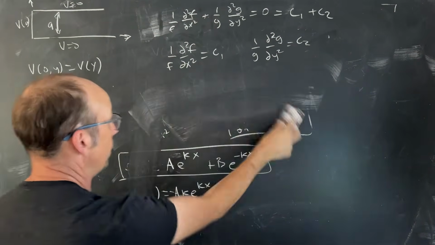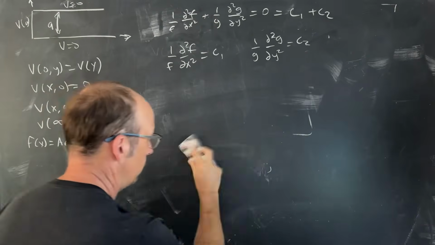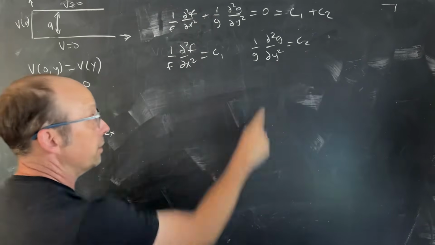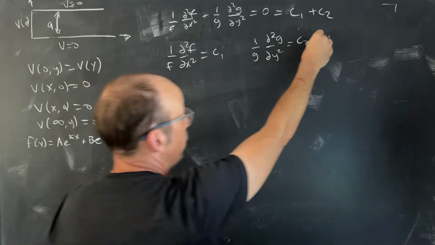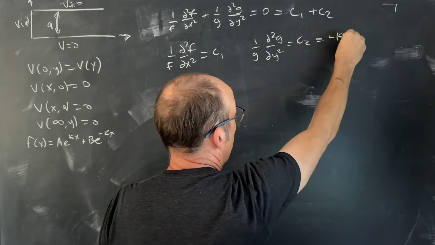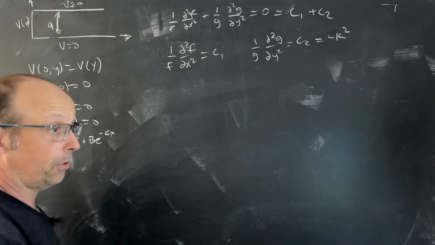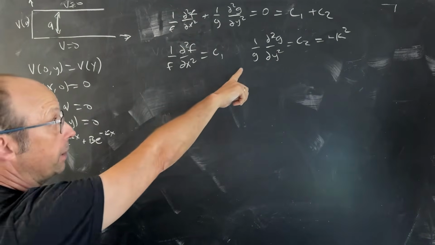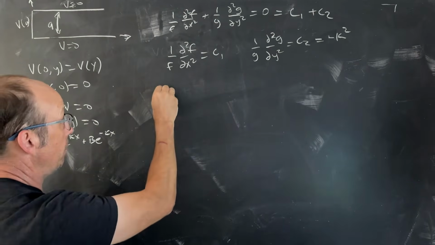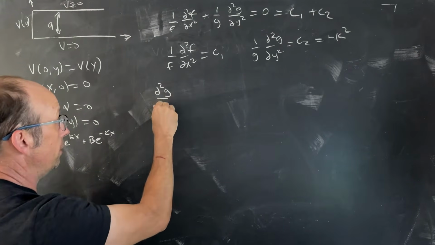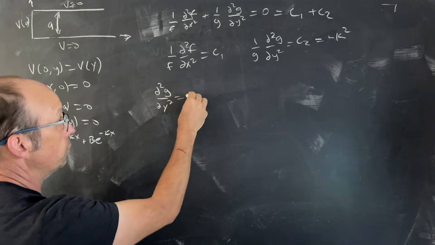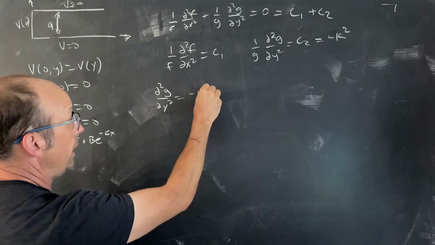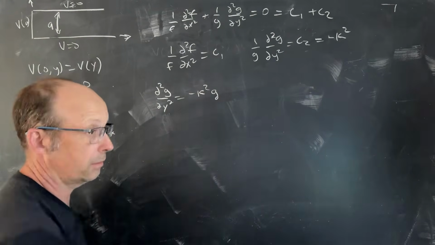Yep, okay, I got that. Now let's do the same thing for this, right? So we already said that was equal to negative k squared for the y component. So if I multiply both sides by g, I get the second partial of g with respect to y is equal to negative k squared g.